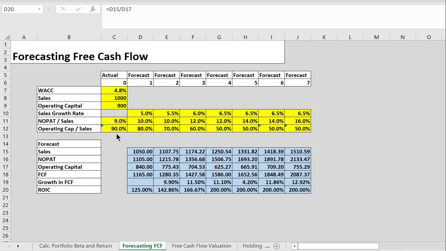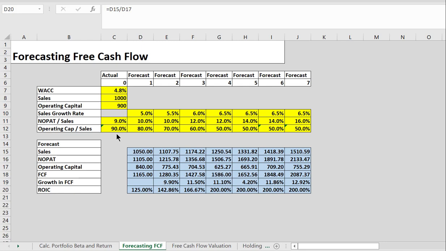So in this example, we have a weighted average cost of capital of 4.8%, sales of 1,000, operating capital 900. Our current profit margin is 9%, and our relationship between assets and sales, operating capital and sales, is 90%.